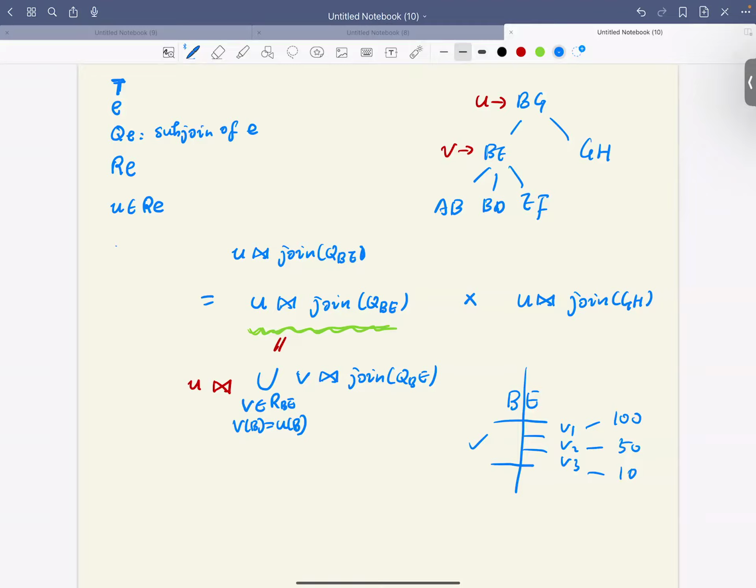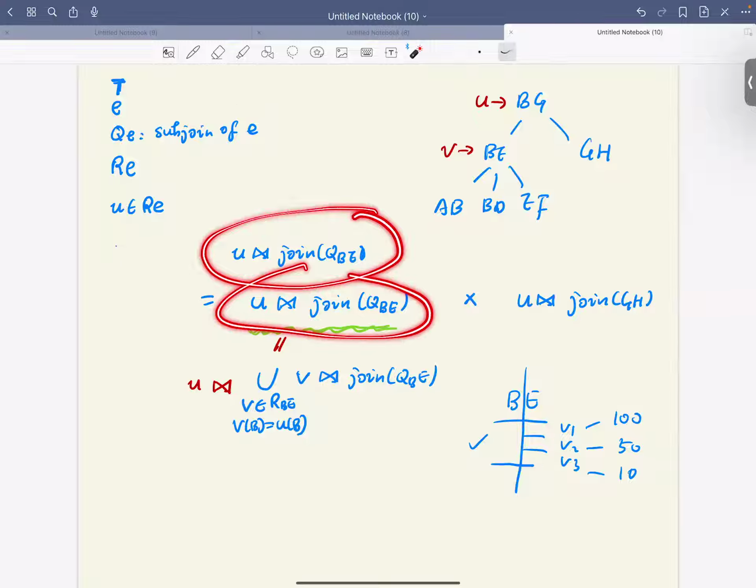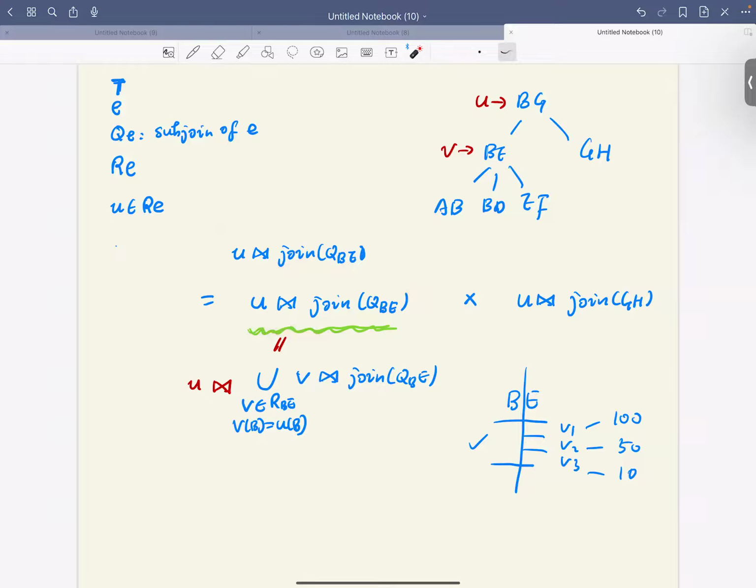So now if you look at this part here, this tuple U. If you look at U, V1 is going to produce 100 tuples with U, V2 is going to produce 50, and V3 is going to produce just 10. So when you say I want a uniform sample from here, you are talking about a population of 160.